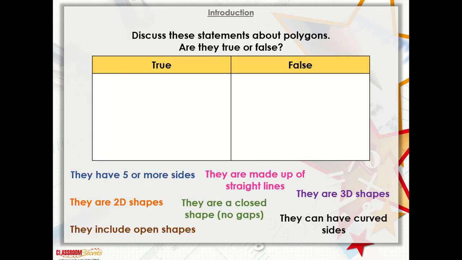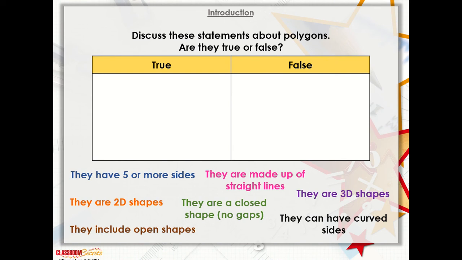Okay, just as an introduction to this, we've got some statements about polygons here, and based on what I've just told you, I wonder if you can put these in the right section. Are they true or are they false? So first one, polygons, they have 5 or more sides. Is that true or is it false? Is that what I said? They are made up of straight lines. Is that true or is it false?